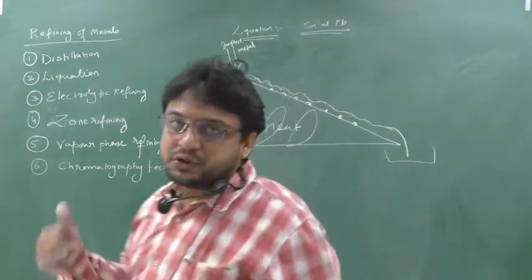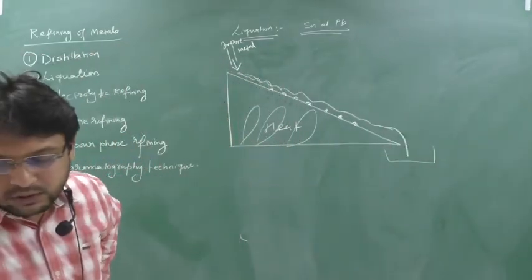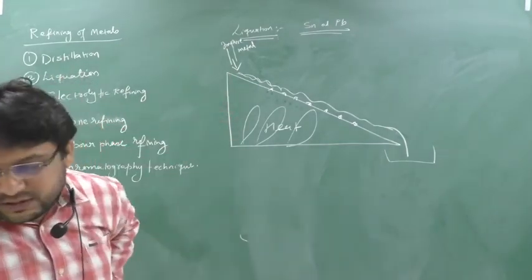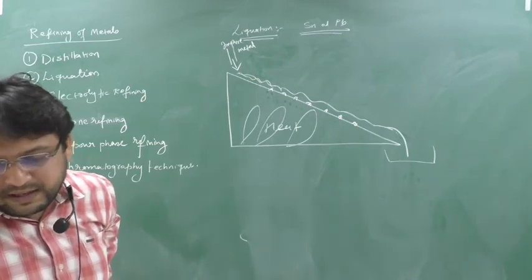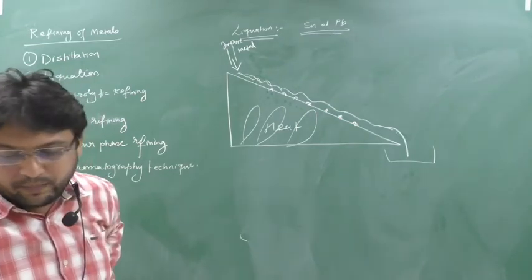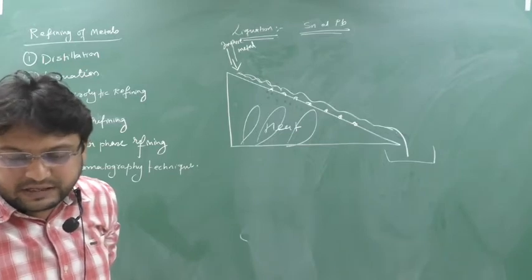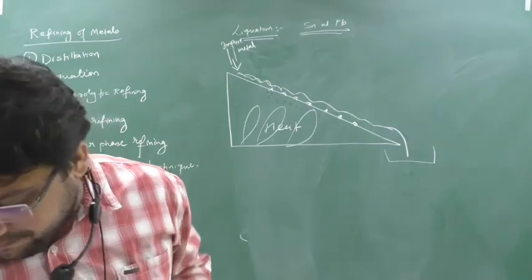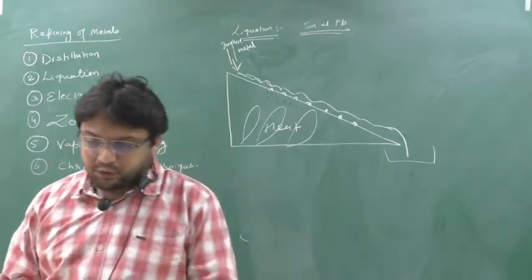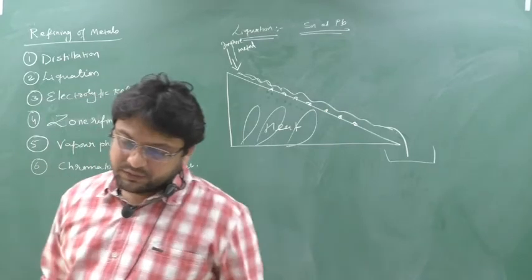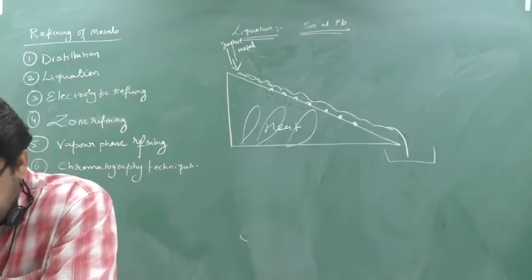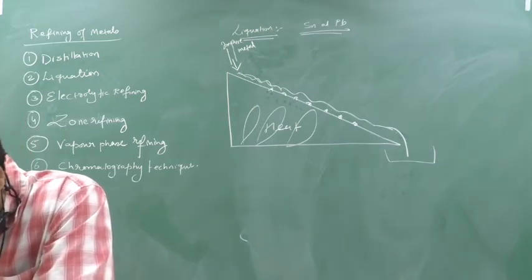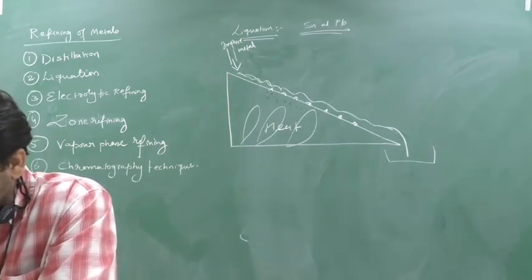This is liquation, and this is used for tin and lead. This method is used for refining metals which have a low melting point, like tin and lead, etc.